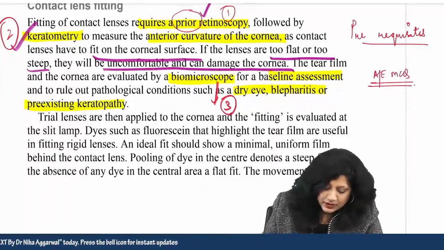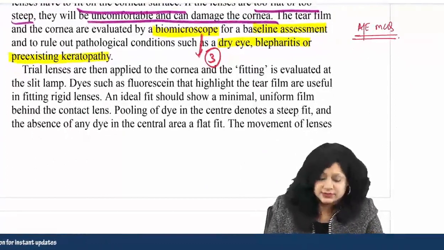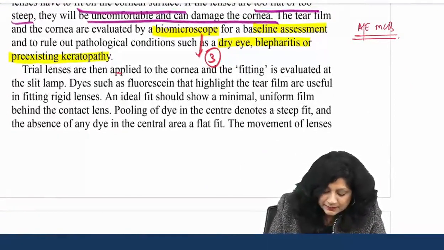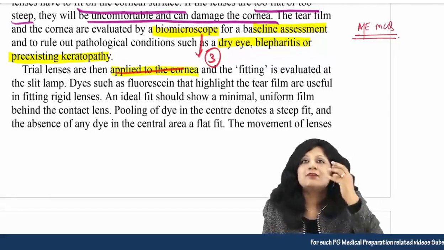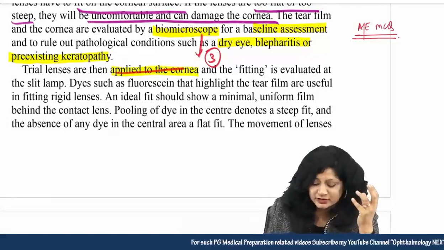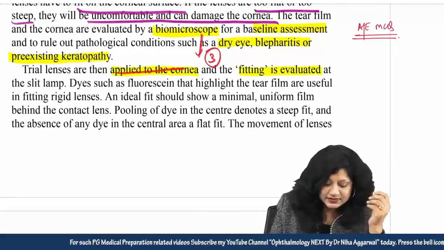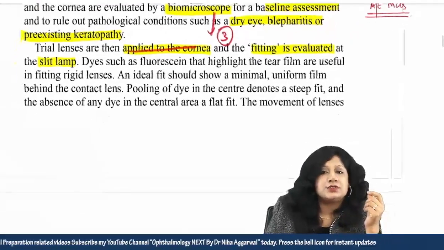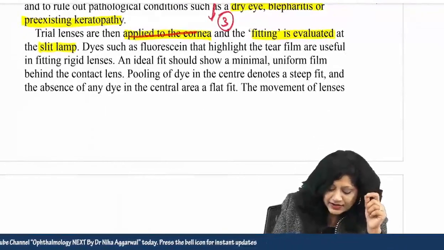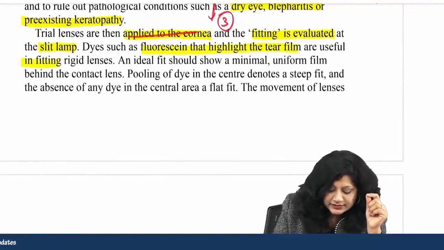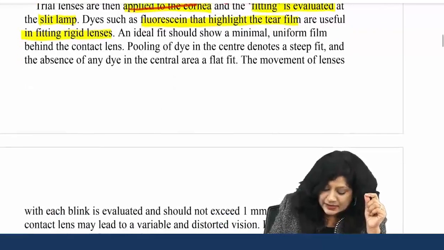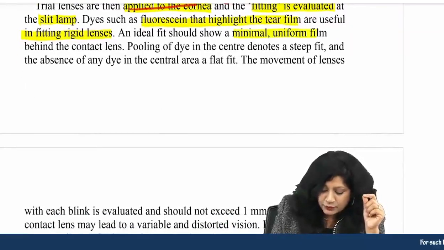Then the trial lenses. The trial lenses are then applied to the cornea. When you are applying these trial lenses, you have to evaluate what is the kind of fitting, what is the tolerance. It is evaluated at the slit lamp. If the person is having dry eyes, dyes such as fluorescein that highlight the tear film are useful in fitting the rigid lenses. An ideal fit should show a minimal uniform film behind the contact lens.